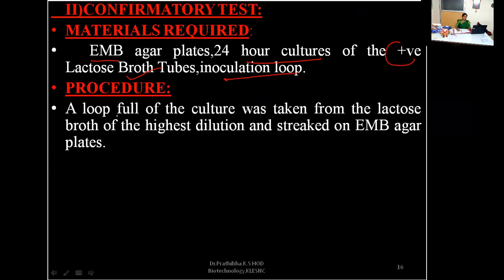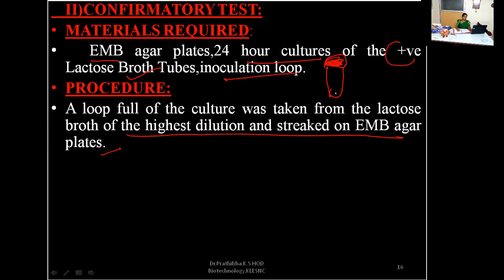Now let us go through the procedure. A loopful of the culture was taken from the lactose broth of the highest dilution and streaked on the EMB agar plates. From which test tube do we get the positive result? The one with the color change. Okay.